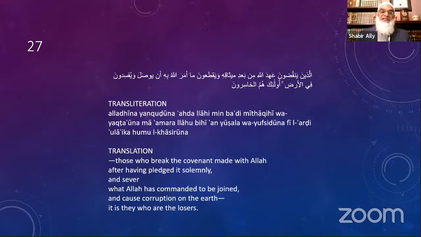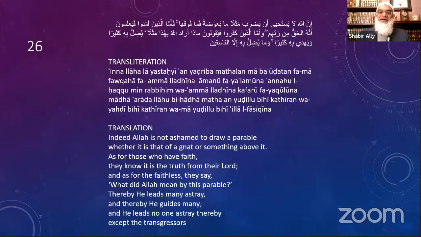Now you see the dash that starts the translation, where there's a dash and then it says "those who break the covenant." So that means it's continuing from the previous verse. And what did the previous verse say? "They are the losers, they are the khasirun." And now it's specified. Let me go back to the previous slide here, to the fasiqun previously.